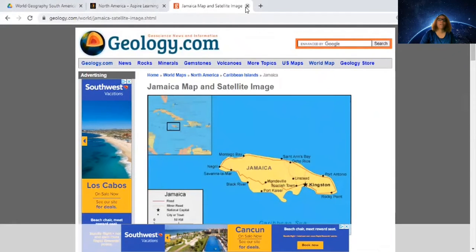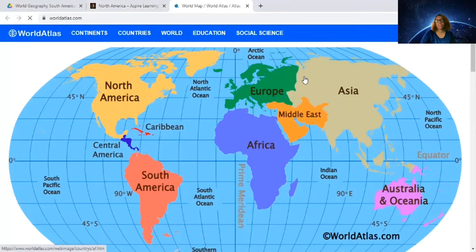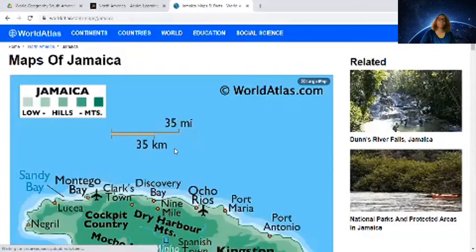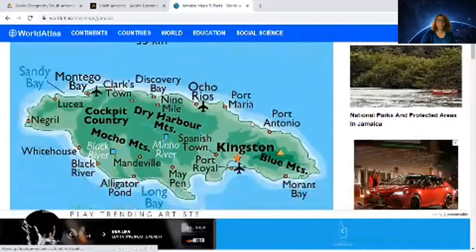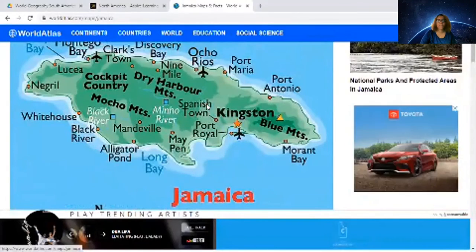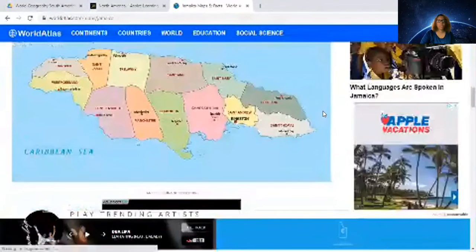All right. Now, when you click on worldatlas.com, this is the one that's going to give you more information. So once again, it has a world map. You click on Caribbean because that's where it's at. And then you click Jamaica. And this is another map to show you the different cities and things. So that's nice. And even some landmarks and stuff. And this gives you more information about the country. So that's good to read over.